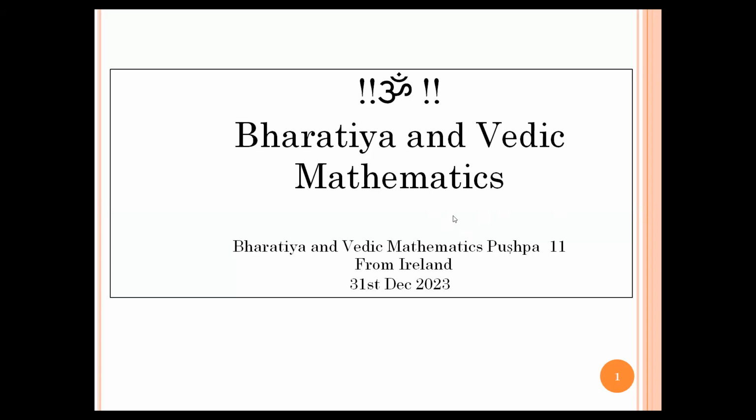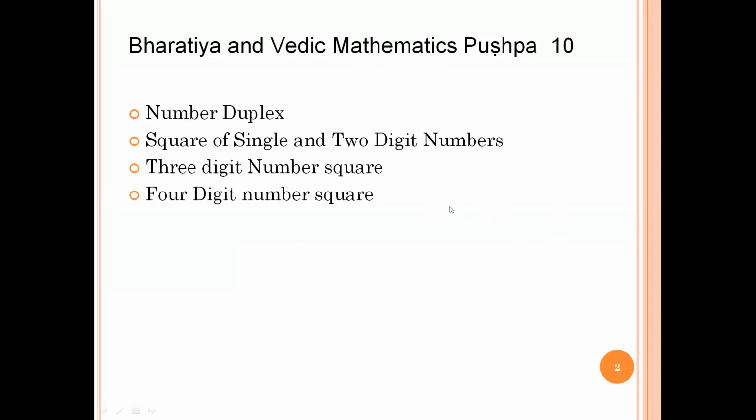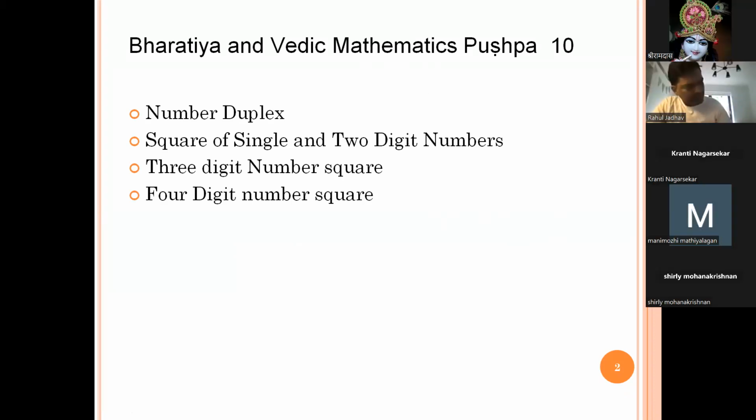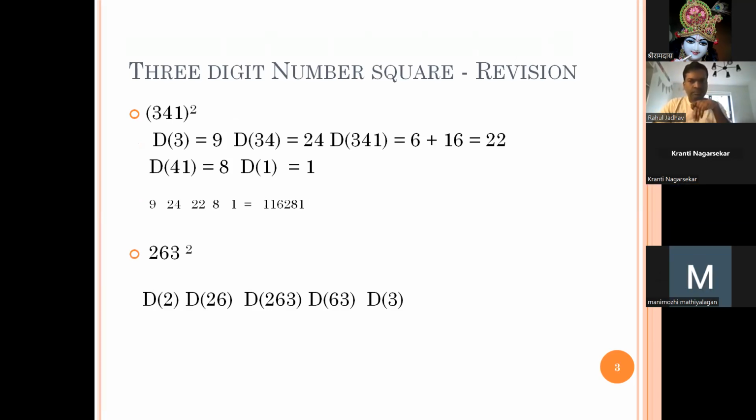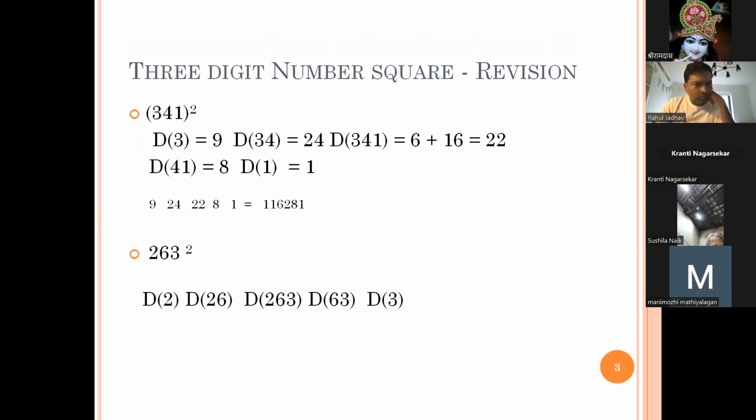In the last session, we covered the method of how to calculate the square of 2-digit or 3-digit numbers, even 4-digit numbers. We learned how to calculate the duplex, then 1-digit, 2-digit, 3-digit, and 4-digit squares in our last class. Just to revise how we did it for the 3-digit: the same sequence we follow. Find the duplex of 3, find the duplex of 3, 4, find the duplex of 3, 4, 1, then find the duplex of 4, 1, find the duplex of 1.